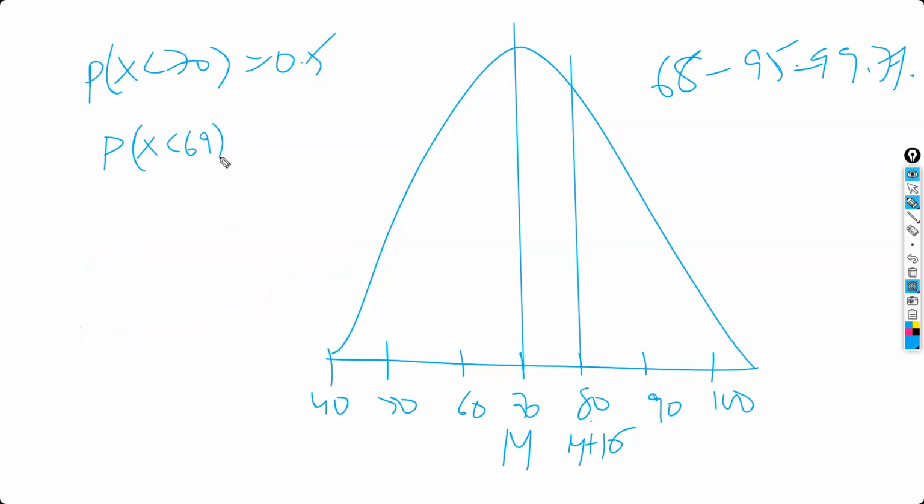69. Can you say directly like that? No. What we have to do is first calculate z of 69. That is 69 minus 70 divided by 10, which is minus 1 by 10, which is minus 0.1. For minus 0.1, we have to see the probability in the table. That is the answer. Clear? Everyone? Any questions?